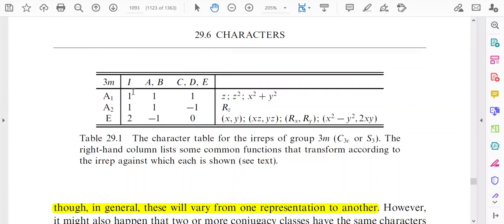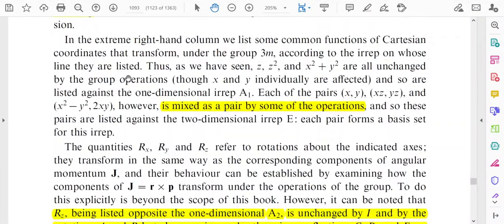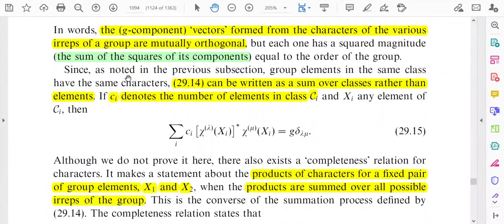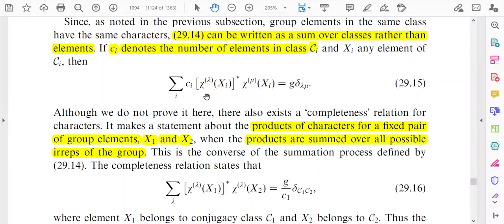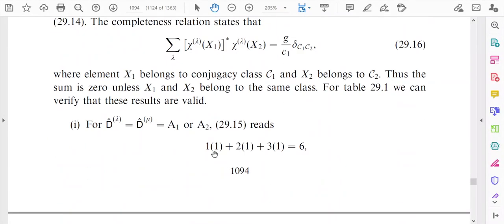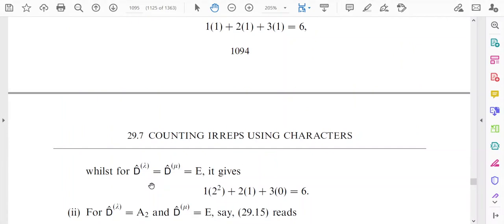As it is the same representation, the left hand side of equation 29.15 will give us 1 into 1. Ci means for the first class the number of elements is 1, for the second class it is 2, for the third class it is 3, and the characters are 1 in all cases. So 1 into 1 plus 2 into 1 plus 3 into 1 is 6. It gives us 6. And if d lambda and d mu are equal to E, then what will happen?